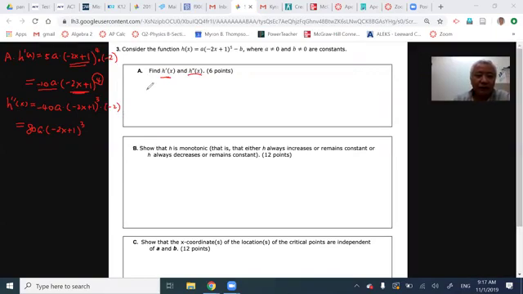So generally, when you do the derivative, simply just what? Use the power rule and the chain rule to do the inside part. Don't forget that. Okay, and the constant derivative will be 0. Now here they said show that h is monotonic. That means either always increasing, always decreasing, or constant.